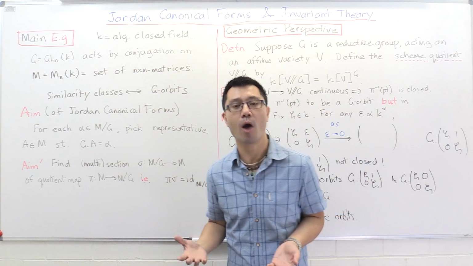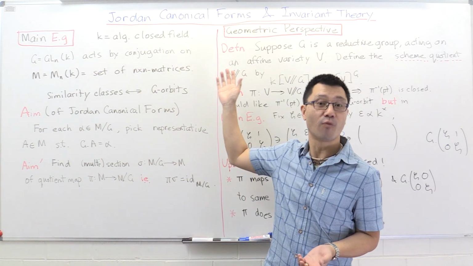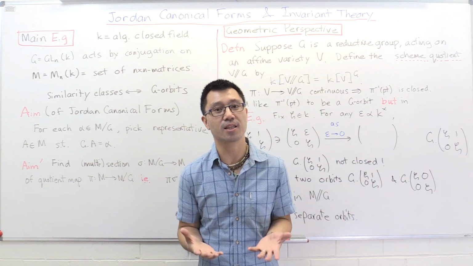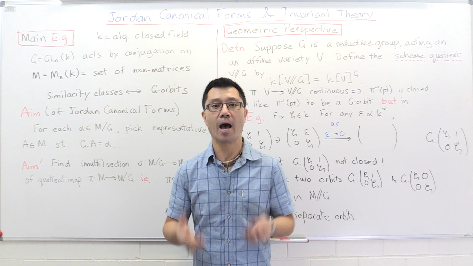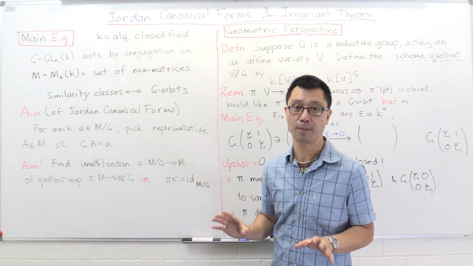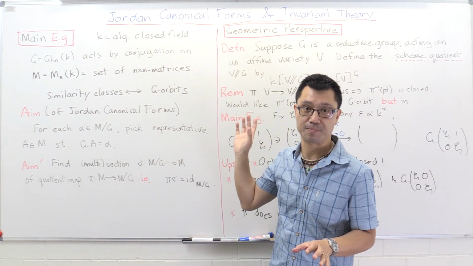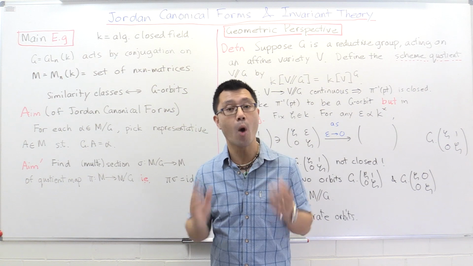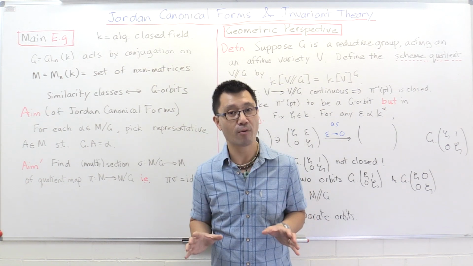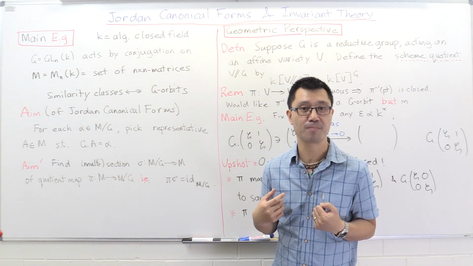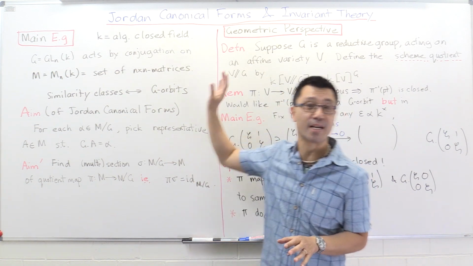In today's video, I want to talk about Jordan canonical forms and invariant theory. So what I would like to do is to revisit this theory of Jordan canonical forms as a way to illustrate some of the rather interesting and subtle phenomena that can take place in invariant theory. And in so doing, we'll also get a better appreciation of why Jordan canonical forms are rather subtle, and in fact the subtleties in the two are reflected in each other. Okay, so let's look at our main example.